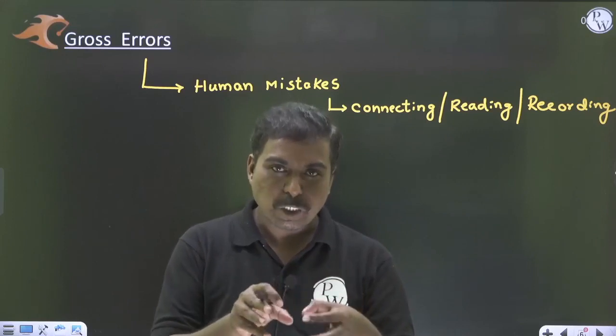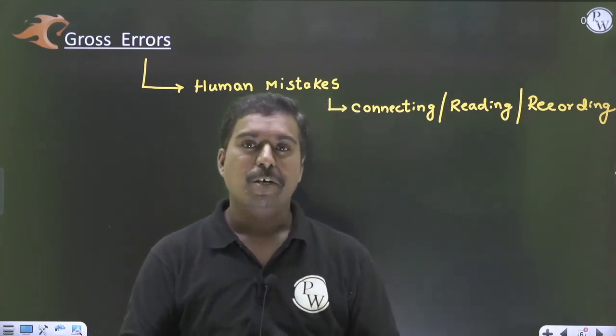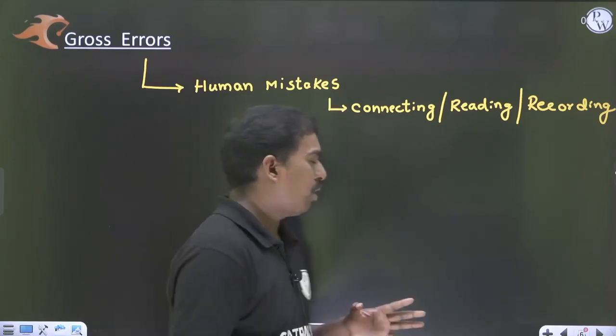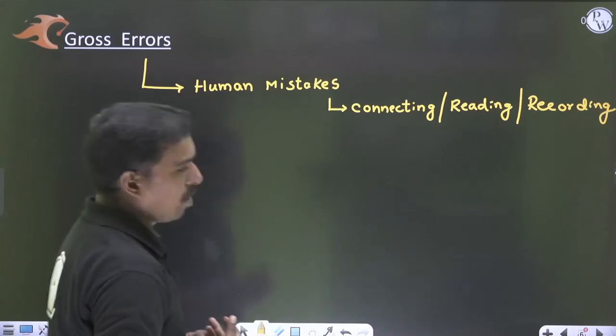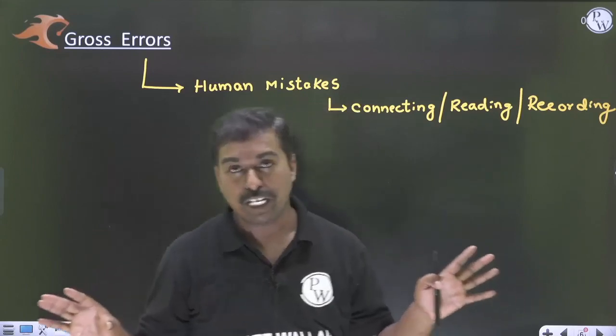While you're connecting the potentiometer battery, while you're connecting the megger to the high resistance measurement, while you're connecting the galvanometer to the Wheatstone bridge, you should be very, very careful. So the only rectification for this gross error is human beings must be very careful. That's it. So that's all about the gross error.